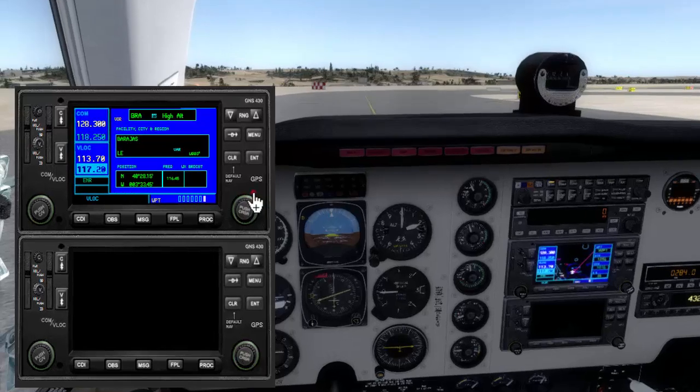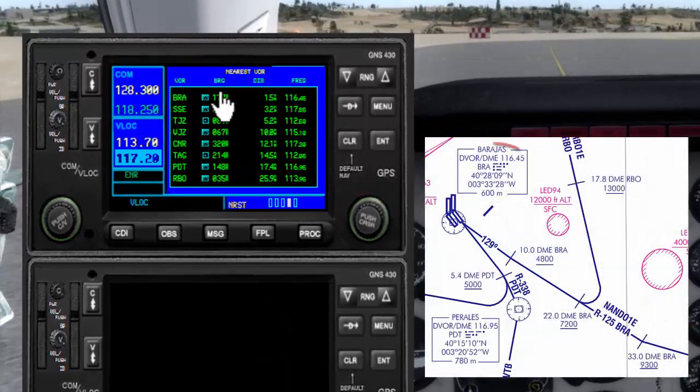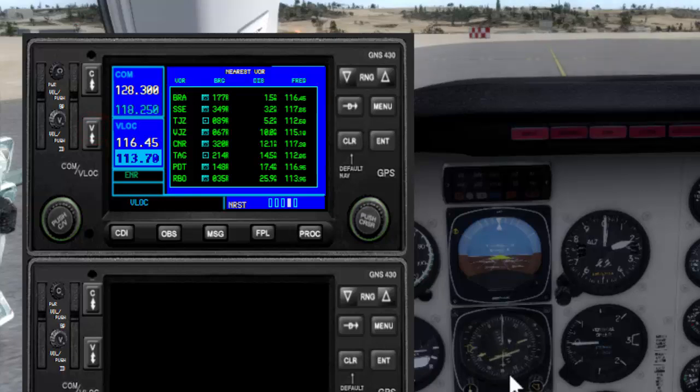I am also giving you again a little walk through the GNS 430, and there I am showing you we need to tune the Barajas VOR DME. A VOR is the same as a VOR, okay? The only difference is the technology. This is a Doppler VOR, but it's basically the same. So there we have tuned the frequency of the Madrid Barajas VOR, and we have it in the active frequency.